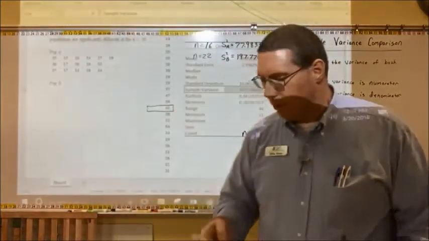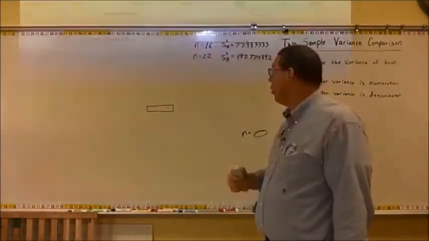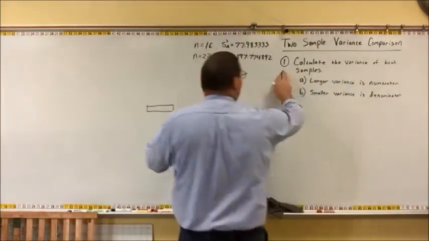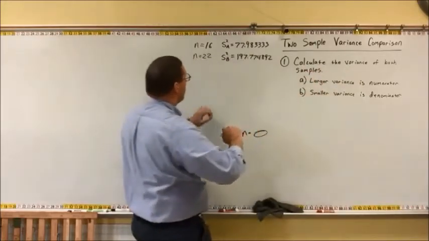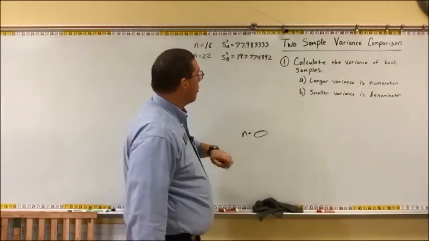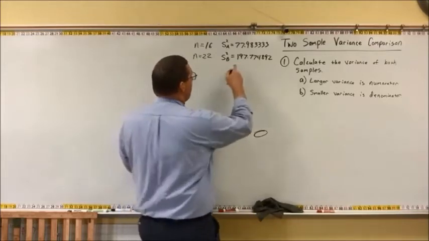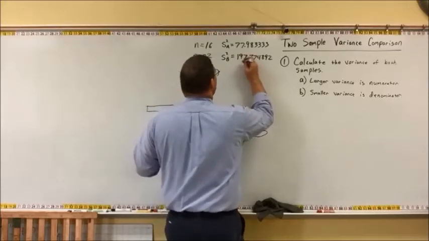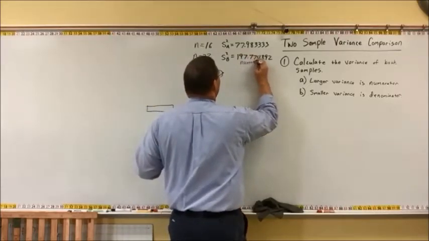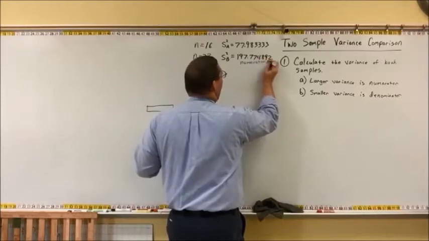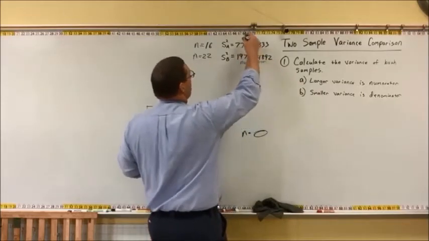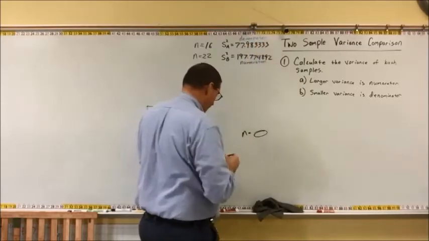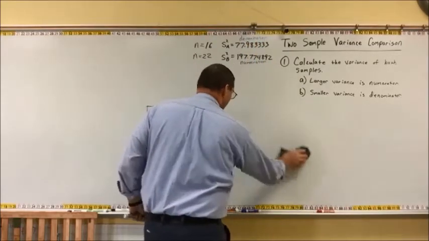We don't need Excel anymore for this problem. We have all the information that we need. Once we have this, so now we've done step 1: calculate the variance of both samples. We have it. The larger variance is the numerator. This one is larger, so that means sample B is going to be the numerator. I'm going to write that in blue here. So this is the numerator. And sample A, which is the smaller variance, 77.9, that's the denominator. Okay, so we have that.